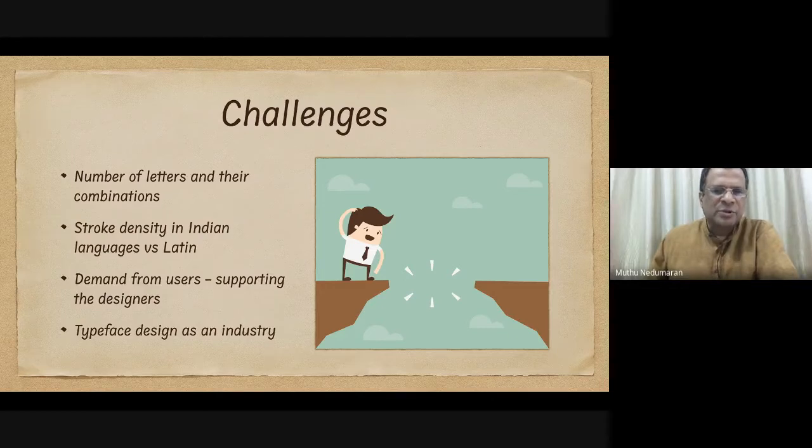You have to do ku, you have to do kuanna, you have to do ki, and you have to consider many other varieties or variations of that letter, let alone Tamil. But other languages have even more variations. I'll show a few in a short while. The stroke density in Indian languages versus Latin. I'll show the first two. I'll show you some examples in the coming slides.